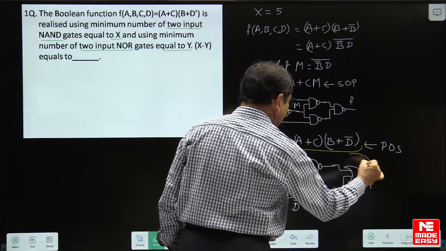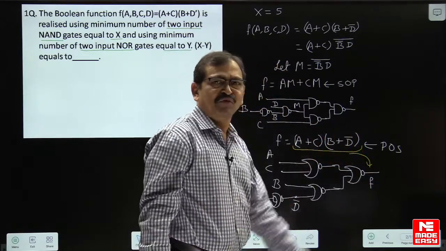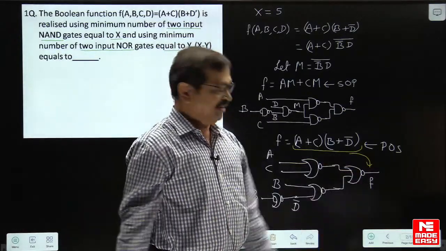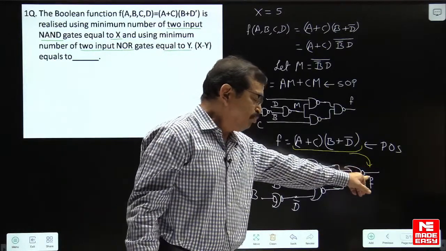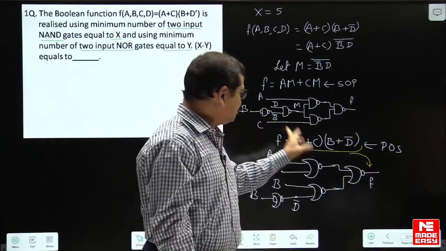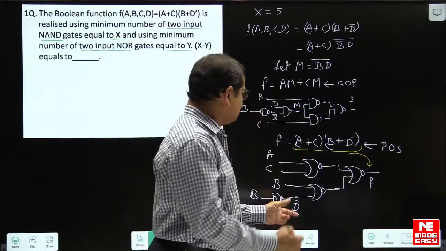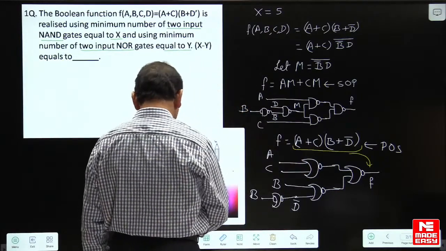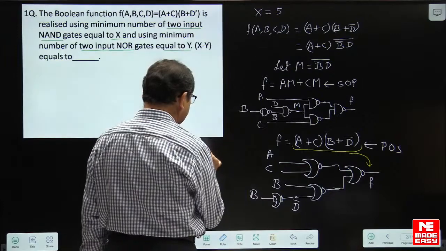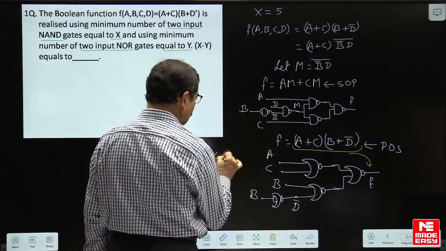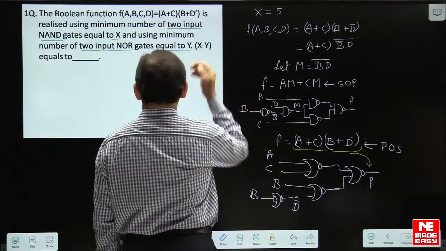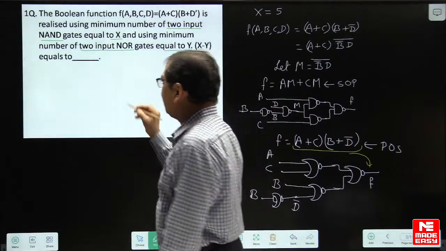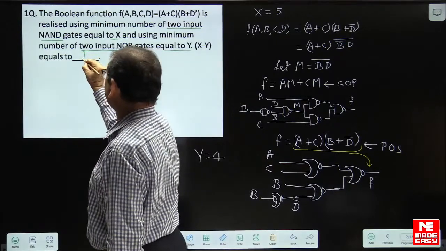If you have practiced the 2-level circuit, then without any verification it is possible for you to accept the output we are having from here. It is this POS expression. So we are looking for the minimum number of 2-input NOR gates. The minimum number of 2-input NOR gates we have is 4. 3 plus 1, 4. So we are looking at the answer x minus y. So definitely the answer we have is 1.